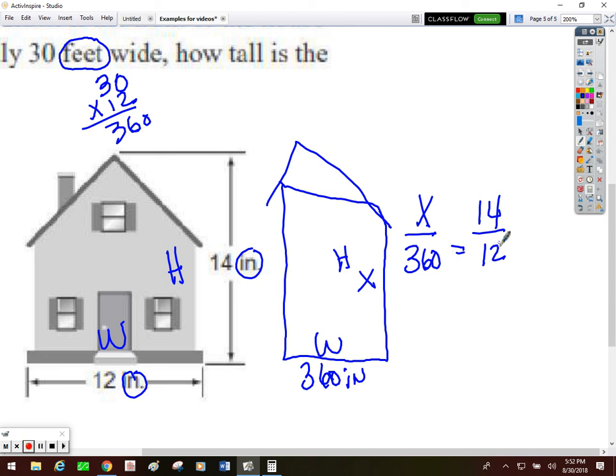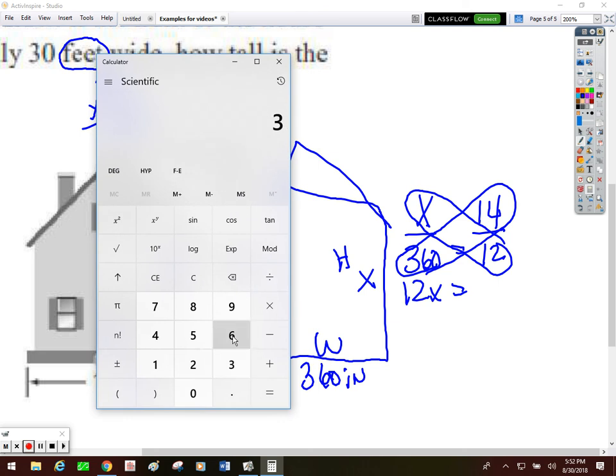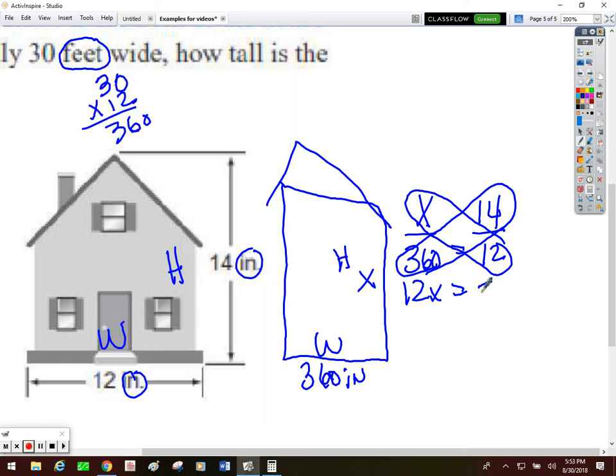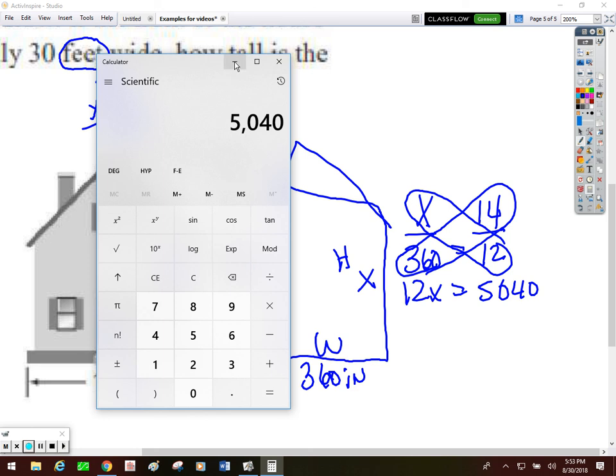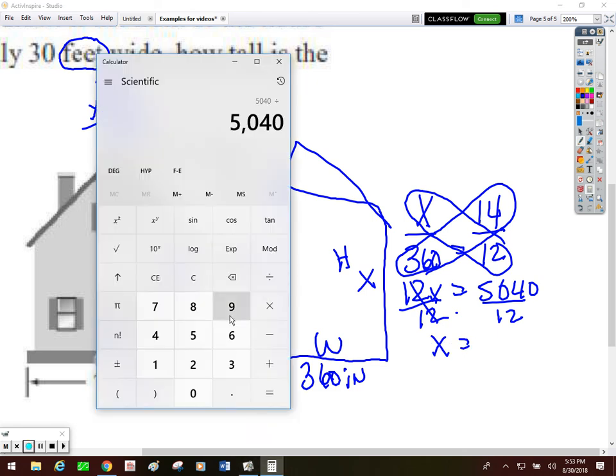If we cross multiply, we have 12x is equal to, and this number is too big for me to do in my head, so I'm going to move this over here where you can see it. 360 times 14, still cross multiplying, gives me 5,040. Let's make sure. Yep. Now I want to solve for x, so we divide by 12. This goes away, so x is equal to 5,040 divided by 12.